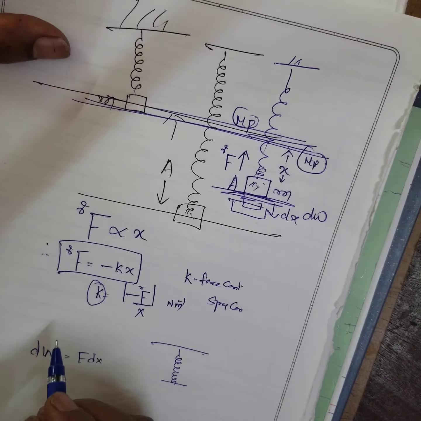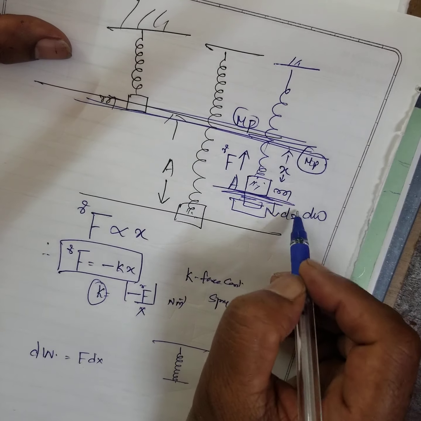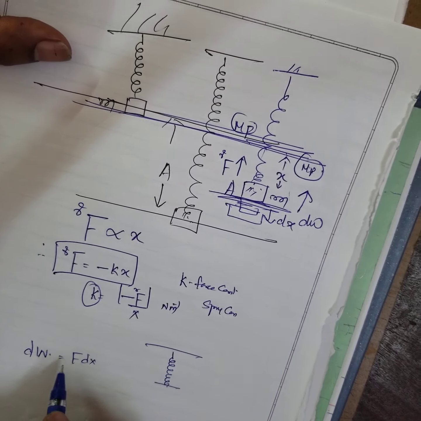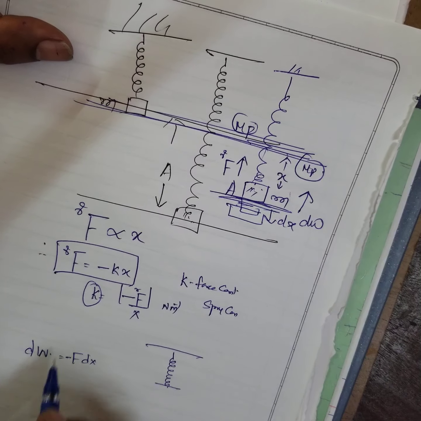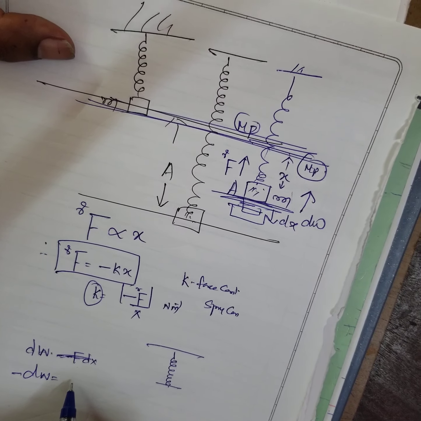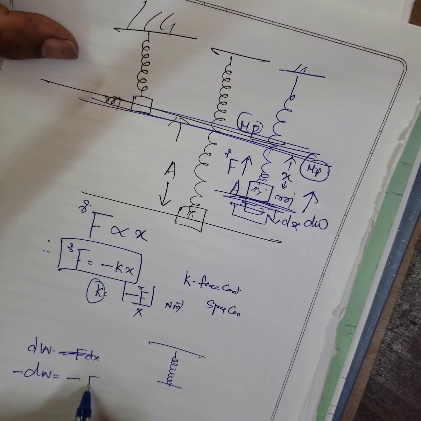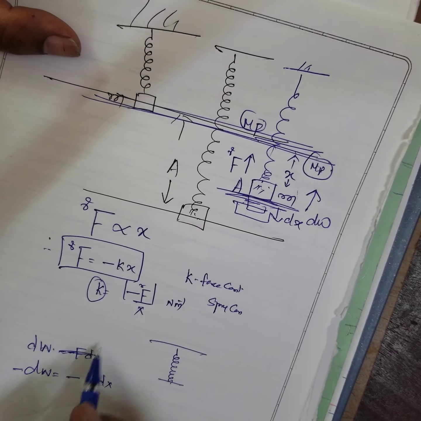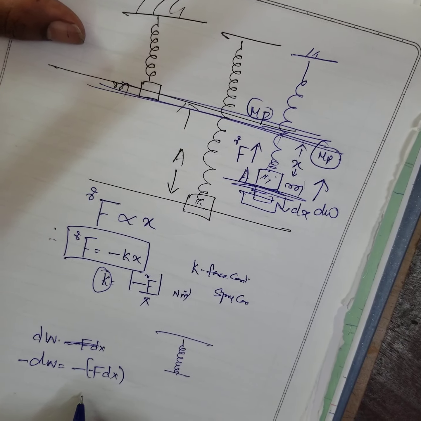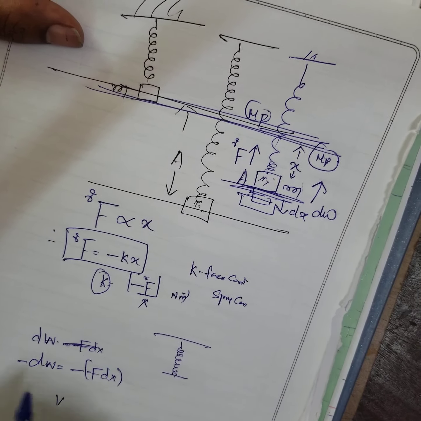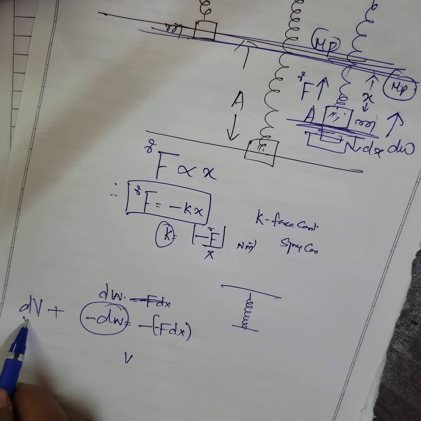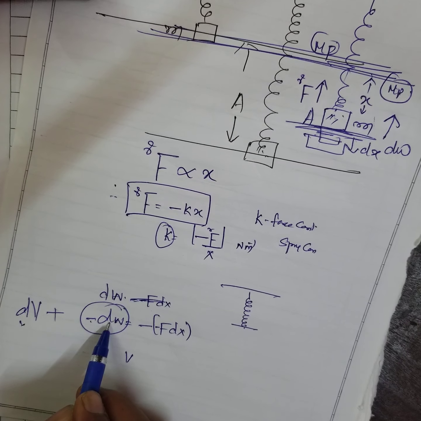The small amount of work done is equal to force into displacement against the field direction. This force is in this direction. I am pulling it against the force direction. Therefore, what I write? Work done against the force direction is equal to minus F into dx. F is what here? Negative. Minus of minus is equal to plus. Therefore, gain in potential energy is equal to work done against the force direction.